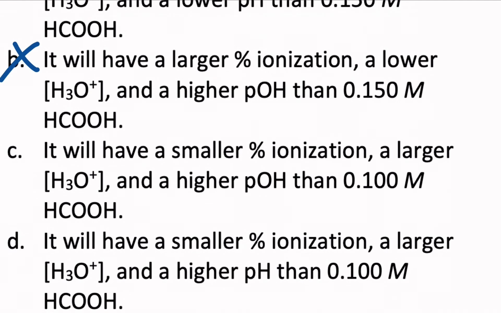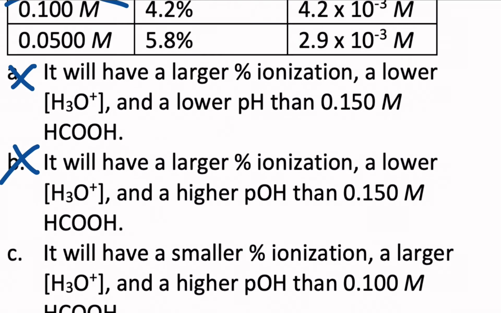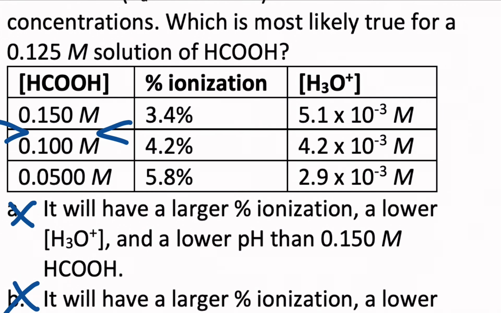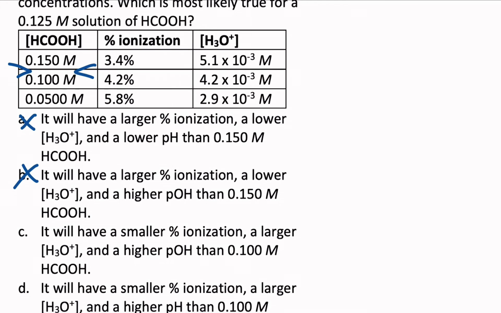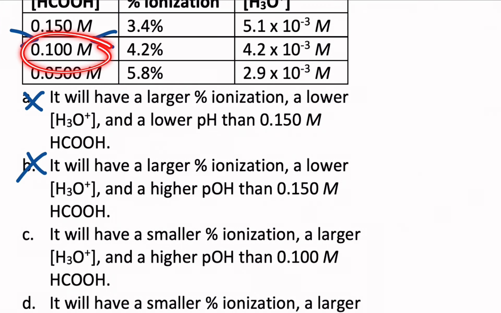Now let's compare it with the 0.1 molar solution. Still in between these two values, but comparing with this row, I just have to pay attention. This question is somewhat tricky because I really have to pay attention to what they're asking. Compared to the 0.1 molar solution, the percent ionization would be in between. That would be smaller than 4.2, so that's correct. The H plus concentration should be higher than 4.2, so a larger H plus concentration.